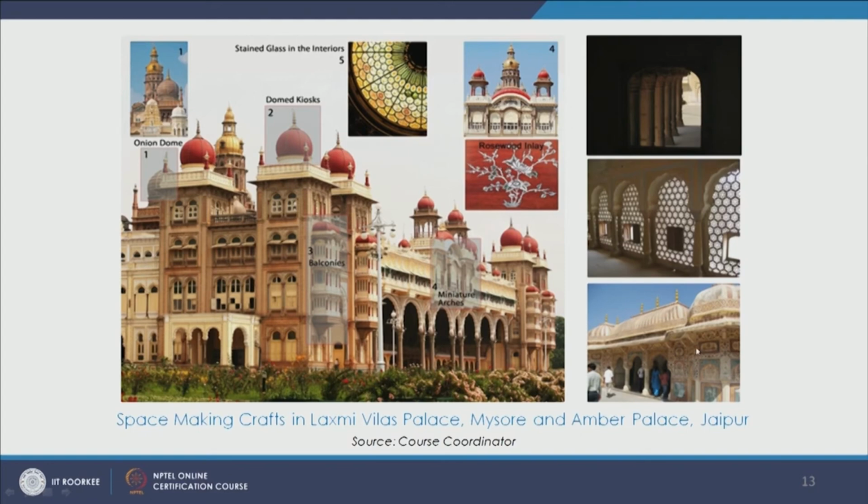So this is one example. These are some examples from the Amber Palace, Jaipur. We see a lot of stone crafts over here, stone jalis, the kind of views and vistas which are created by these space making elements. And these are all experiences also. They have a lot of stories to tell, they create a lot of memories for us.